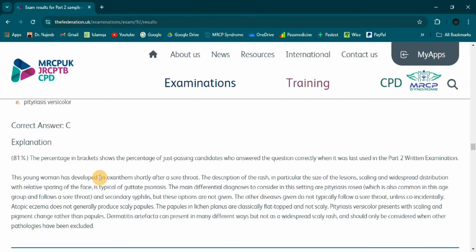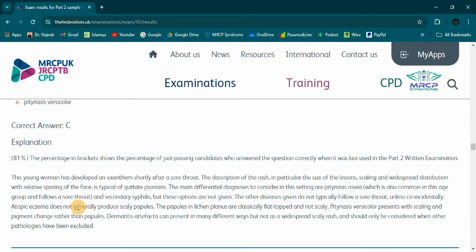This young woman has developed an exanthem shortly after a sore throat. The description of the rash, in particular the size of the lesions, scaling, and widespread distribution with relative sparing of the face, is typical of guttate psoriasis. The main differential diagnoses to consider in this setting are pityriasis rosea, which is also common in this age group and follows a sore throat, and secondary syphilis, but these options are not given. The other diseases given do not typically follow a sore throat unless coincidentally.